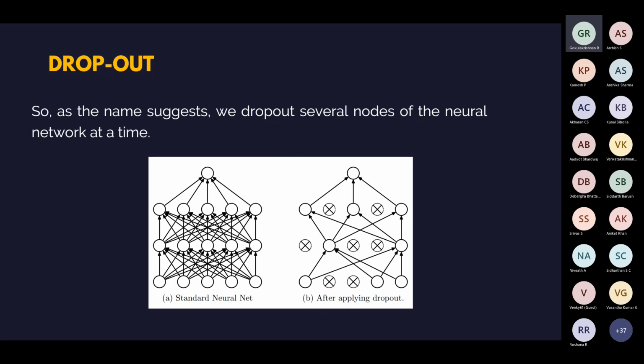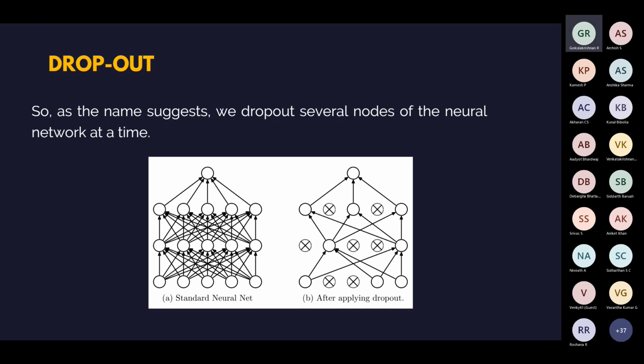So how does that work? Effectively, we're training multiple networks. We do this for each training data point. For one training data point, this neuron would be present, and for some other training data point, it would be absent. So what we're basically doing is training multiple networks, and then averaging the results of all these networks.